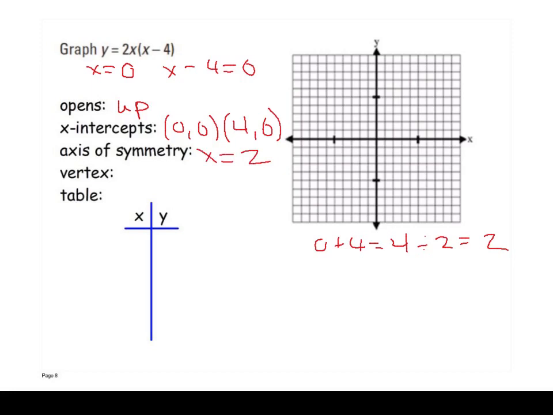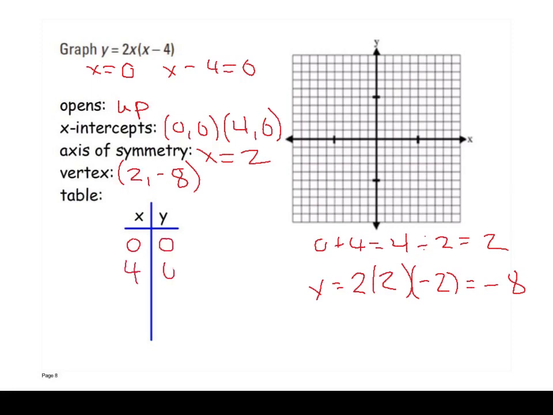My vertex is found by plugging my axis of symmetry back into the original equation. So I have 2 for my x value, and then y is equal to 2 times positive 2 times 2 minus 4, which is negative 2, which is equal to negative 8. So my y of my vertex is negative 8. My 3 points I can plot now are 0, 0, 4, 0, and 2, negative 8.